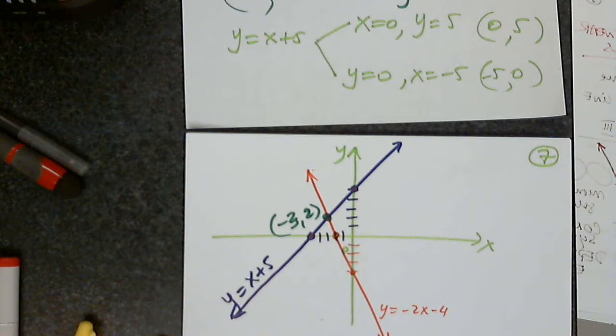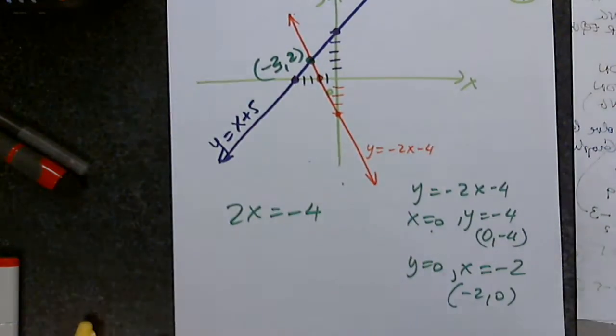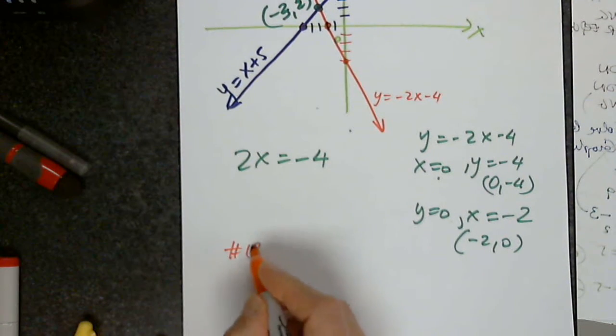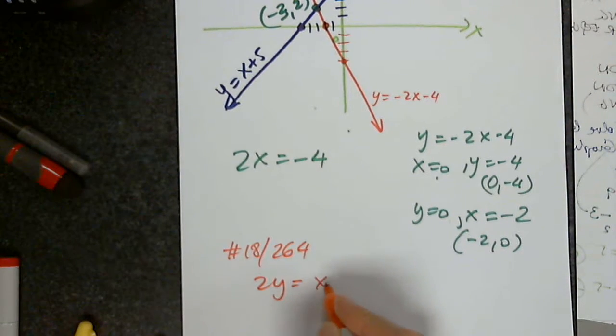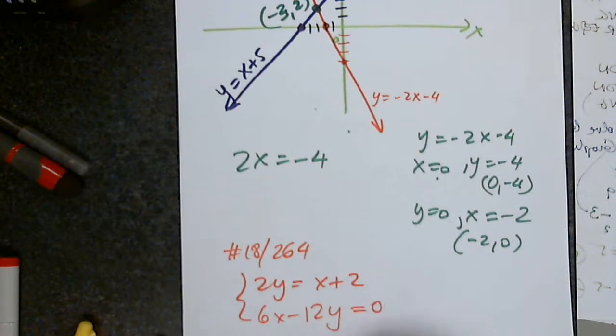Any questions? Okay. So let's look at substitution and then more elimination, which I didn't present yet. So let's look at page 264. Let's look at problem 18. And this is 2y equals x plus 2. And this is 6x minus 12y equals 0.